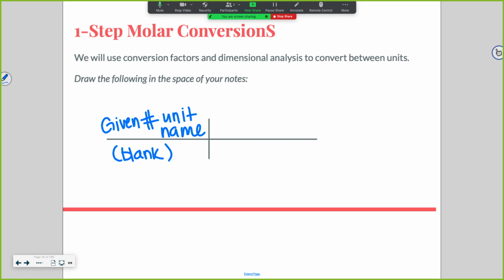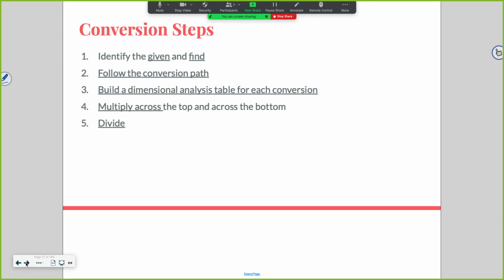All right, so let's get into these. Identify your given and find. They're going to give you a bit of information, and you're going to be asked to find something else. It may say you have 2 moles. Find the particles. So Johnny, there's your question about the 2 moles. You're given 2 moles. Find how many particles. You're going to follow your conversion path and build a dimensional analysis table for each conversion.